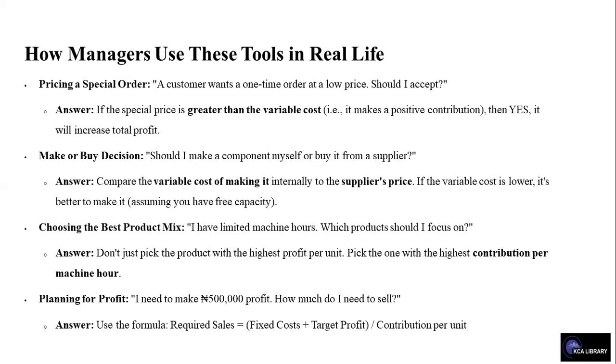total profit. And also in terms of make or buy decision, the question is like, should I make a component myself or buy it from the supplier? The answer would be that you compare the variable cost of making it internally to the supplier's price. If the variable cost is lower, then it's better to make it. And in terms of choosing the best product also, questions are there. And in terms of planning for profit, these are areas which actually help managers. They use it as a tool in real time to make decisions.